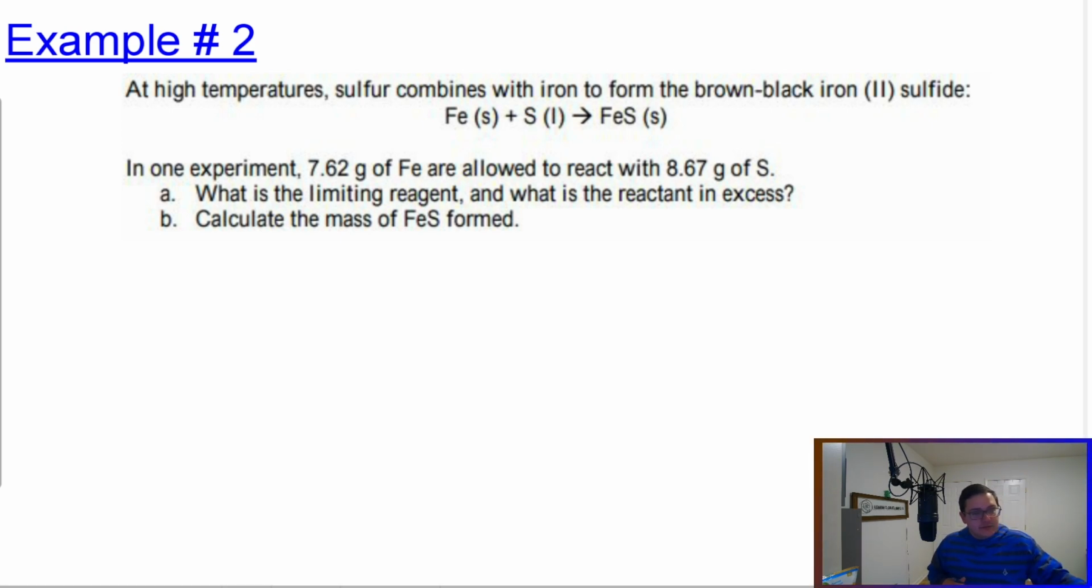At high temperatures, sulfur combines with iron to form iron black, iron(II) sulfide. It's just a written way.